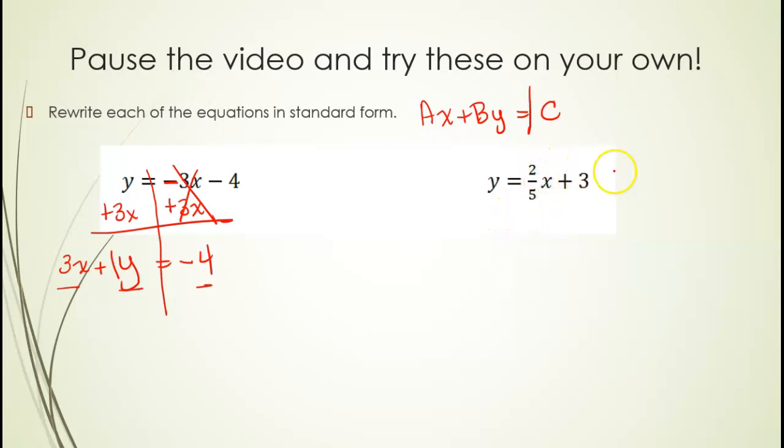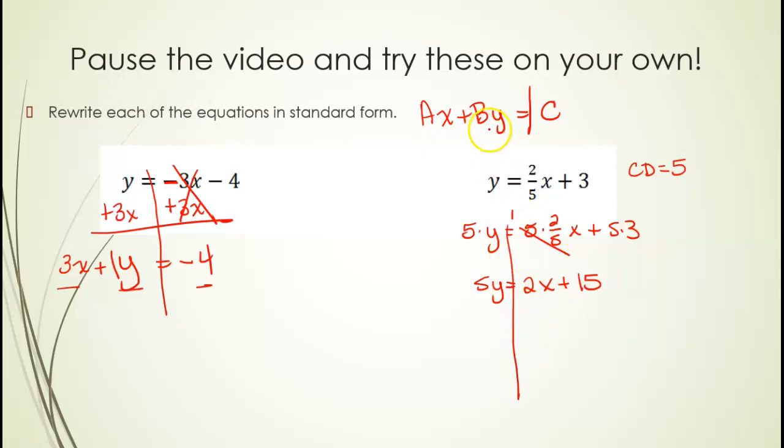This equation was written in slope-intercept form. I want to get rid of the fraction. Remember, we get rid of the fraction by multiplying by our common denominator. In this case, our only denominator is 5. I'm going to multiply both sides by 5. 5 times y is equal to 5 times 2/5 x plus 5 times 3. That just stays 5y. But this one, 5 divided by 5 becomes 1, and 1 times 2 is 2x. 5 times 3 becomes 15. We're not done. Remember, we need our x and our y to be on the same side, so we're going to subtract 2x from each side to move the 2x. I get negative 2x plus 5y equals 15.